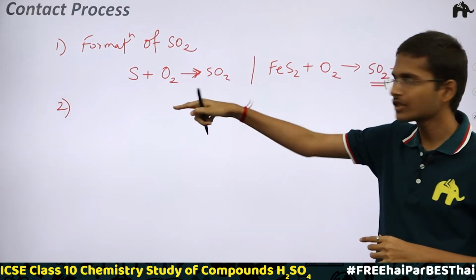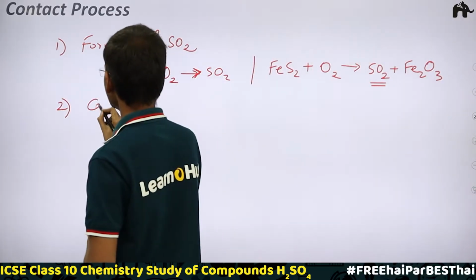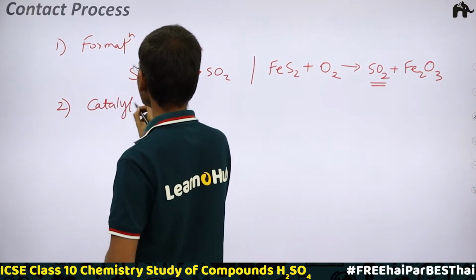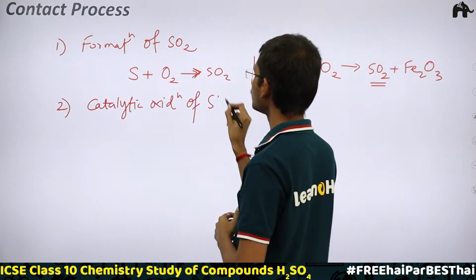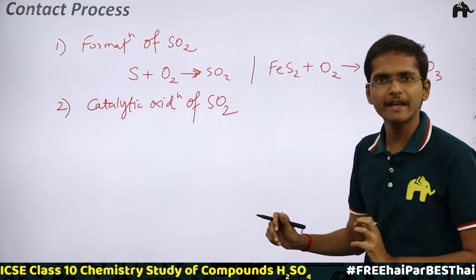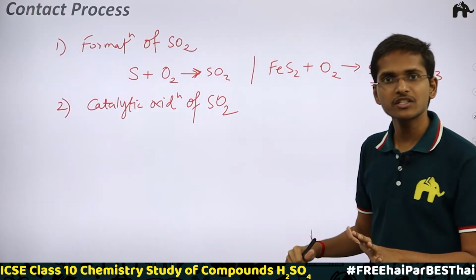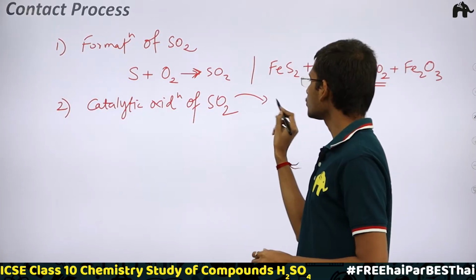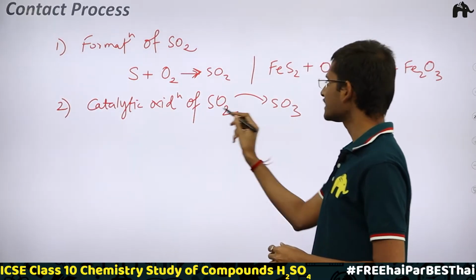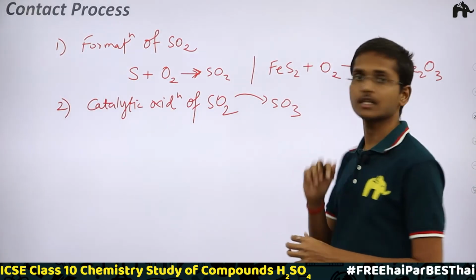So that belongs to the second step. It's called catalytic oxidation of SO2. Now from the name itself you can remember the reaction. I'm going to tell you the reaction as well as the conditions. See, we are going to convert this SO2 to SO3, so that's why we are oxidizing it. We are increasing the number of oxygen here simply.